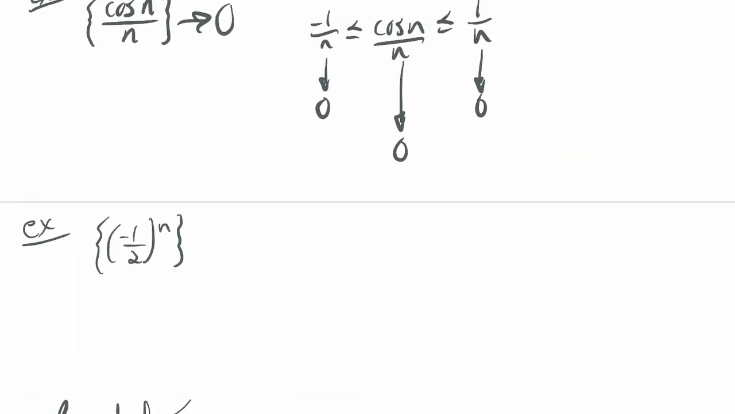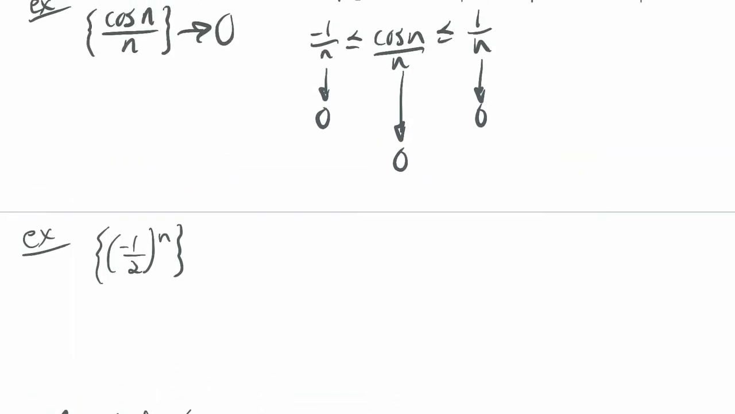How about this one? Negative 1 half to the n power. Okay. Well, let's draw a few terms to see why this might seem problematic. If n is 0, then this is going to be a 1. If n is 1, this is negative 1 half. If n is 2, this is 1 fourth. If n is 3, this is negative 1 eighth. If n is 4, this is 1 over 16. Oops, not negative, positive 1 over 16. Then negative 1 over 32, then 1 over 64.